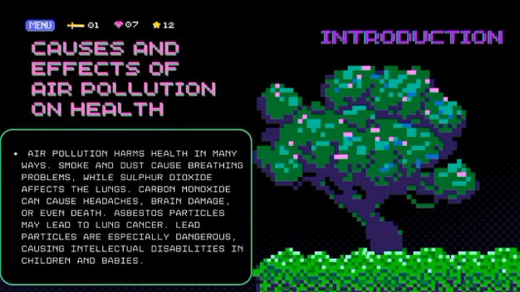Asbestos is another dangerous substance that can lead to lung cancer. And finally, tiny lead particles from car exhaust can cause intellectual disabilities in children and babies. It's clear that air pollution is a serious threat to our well-being.